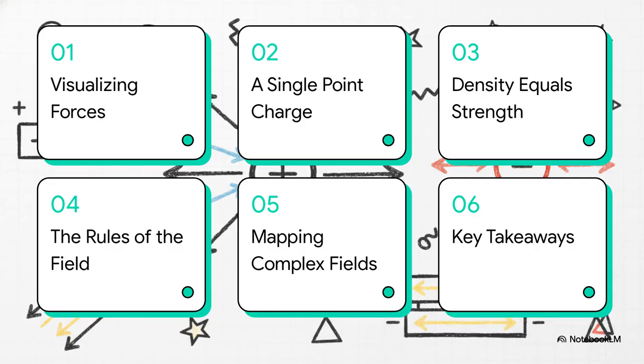All right, so here's our game plan for this explainer. We're going to start with why we even need to visualize these forces. Then we'll look at the simplest possible case, just one little charge. After that, we'll get into the really clever part, how these drawings show strength. We'll cover the non-negotiable rules for drawing them, map out some more complex fields, and then we'll wrap it all up with the key takeaways.